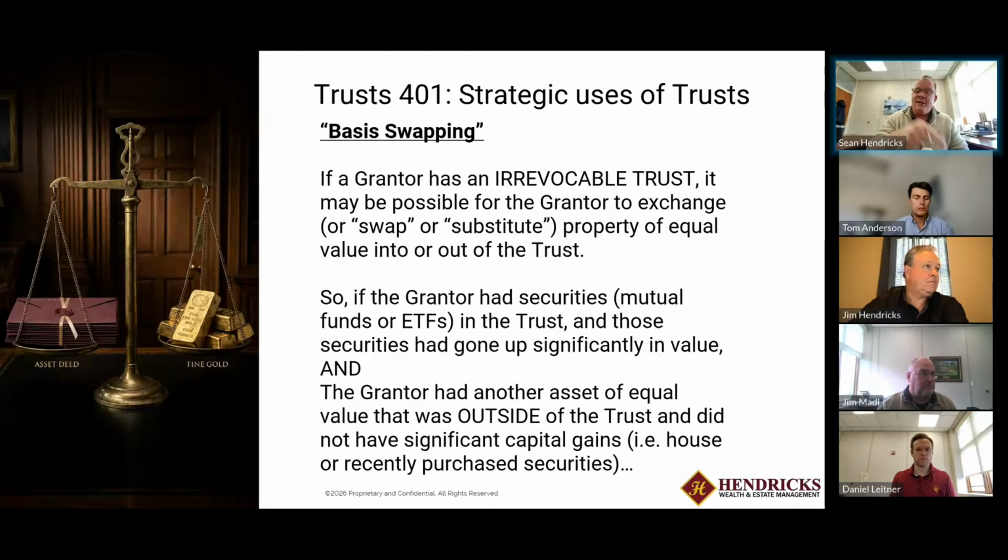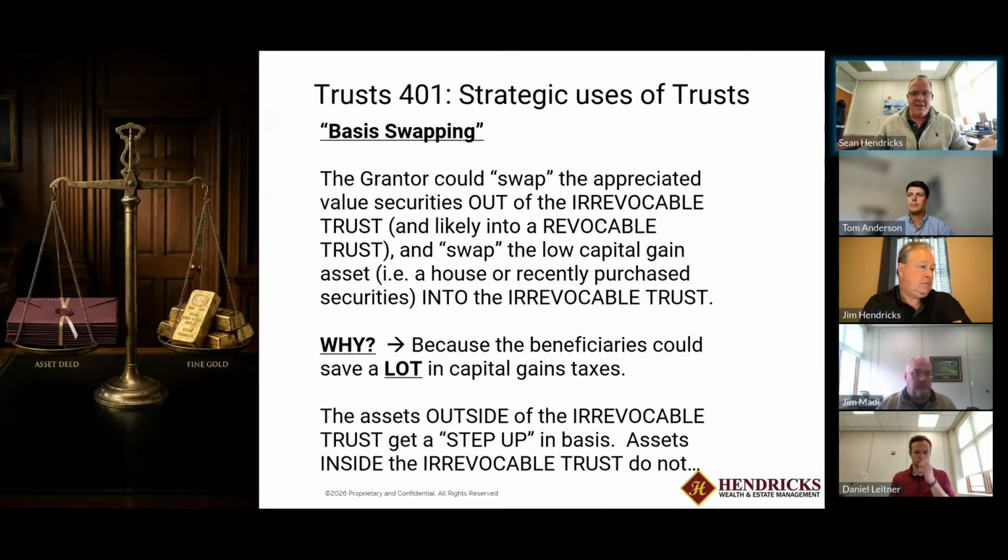But now we take that even a step further and we say, hey, if the grantor has another asset outside of the trust, and that asset did not have significant capital gains, maybe like a house or some recently purchased securities, the grantor can swap those assets. All right. They can take the asset with low capital gains that's outside of the trust and the asset with high capital gains that's in the trust. And as long as the value is equal, they can swap them. And so when you do that, the end game is that it could save beneficiaries a lot in capital gains.